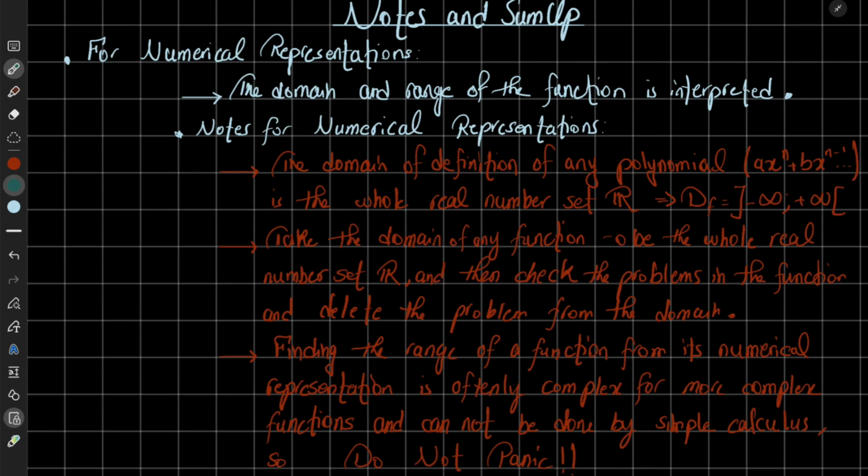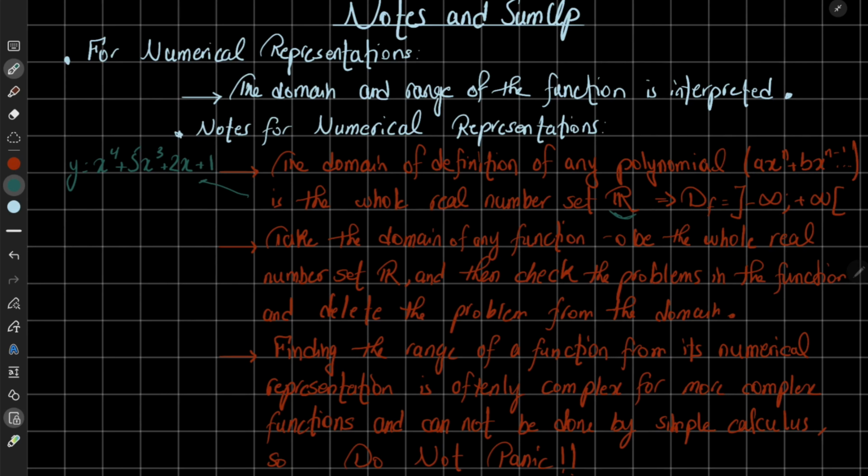So let's now take some notes that make the interpretation of the domain and the range in a numerical representation simpler. The domain of definition of any polynomial in the form of ax to the power n plus bx to the power n minus 1, until x to the power 0, is the whole real number set R, defined from minus infinity to plus infinity. What does that mean? Take the function y equals x to the power 4, for example, plus 5x to the power 3 plus 2x plus 1.